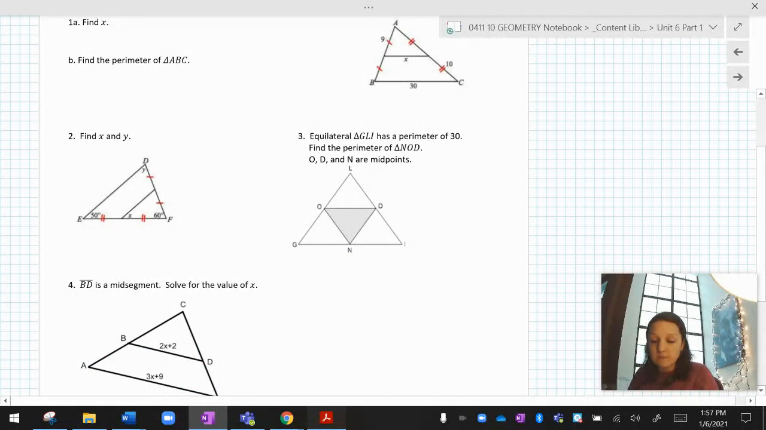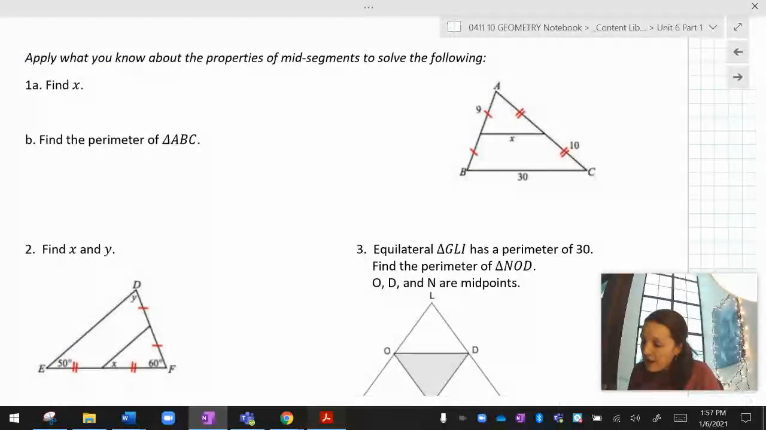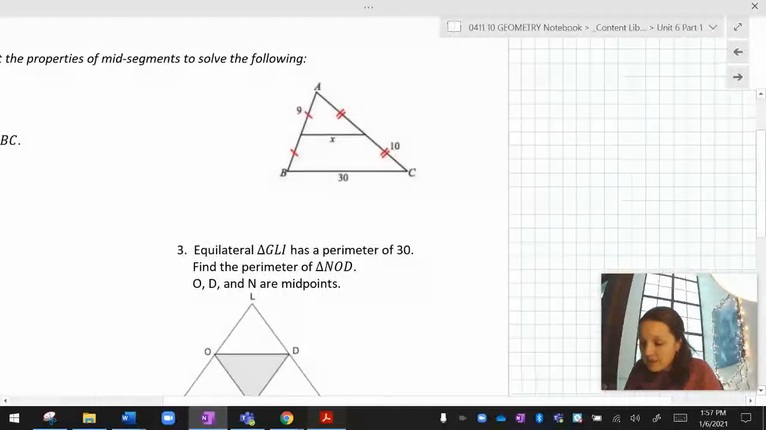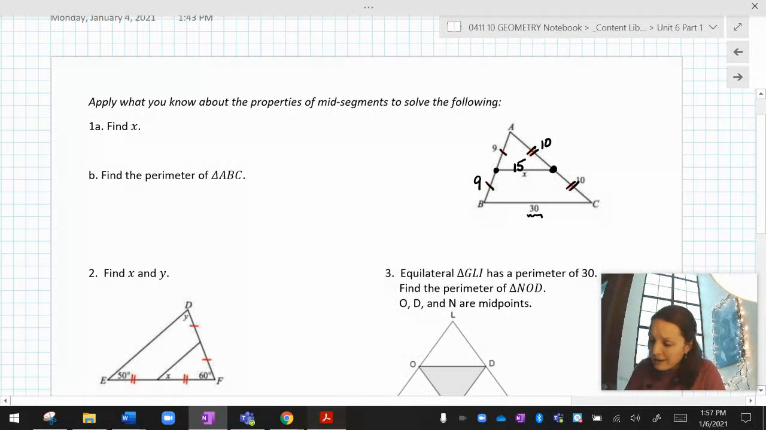Now let's do some exercises. If I look at this picture right here, it says find X. Well, first thing, is this a midsegment? If I'm not sure if it's a midsegment, I'm going to look and realize that these dashes are here, which means I have a midpoint on the left. These dashes are here, which means I have a midpoint on the right. Therefore, X is a midsegment, and the midsegment is supposed to be half of the bottom. So X is 15. And then if they wanted me to give even more information, if the top part's 9, the bottom part's 9. If the bottom part's 10, the top part's 10.